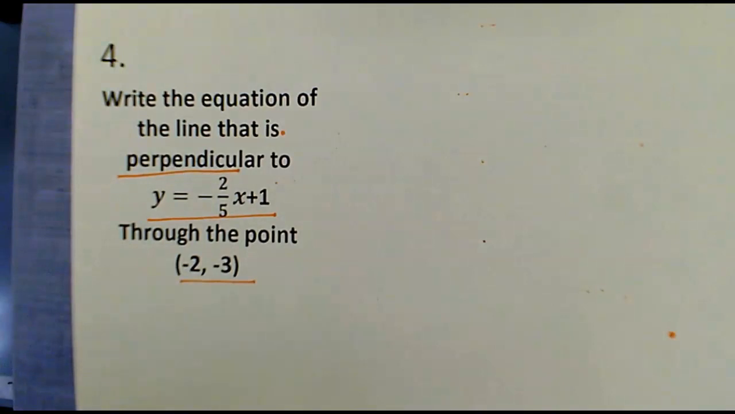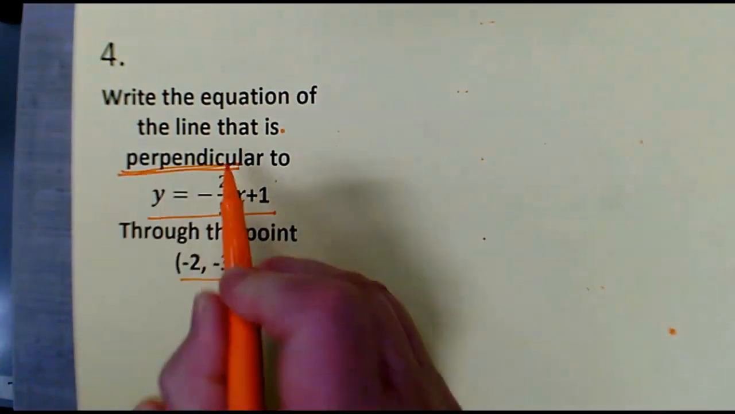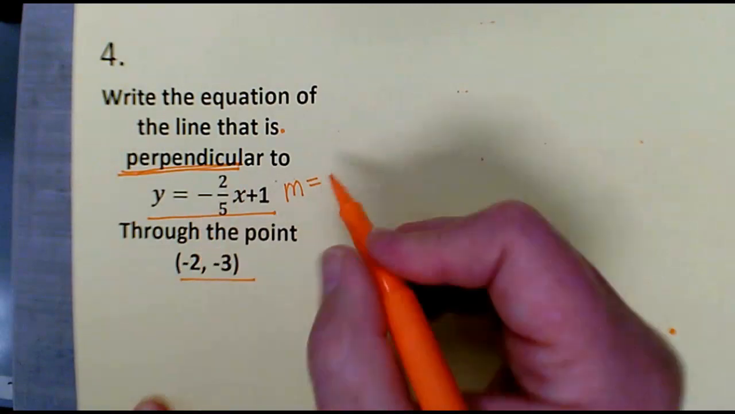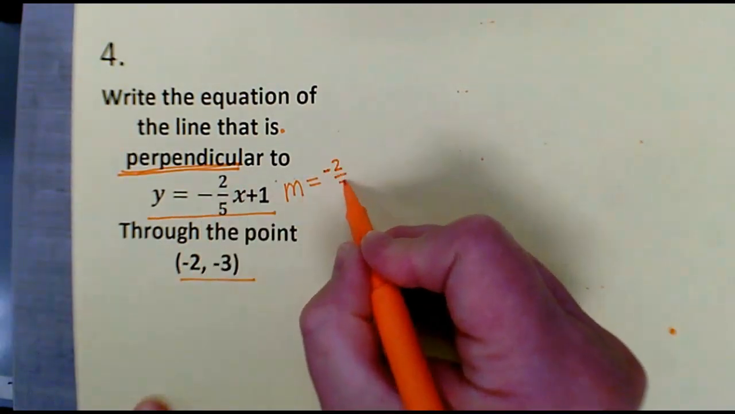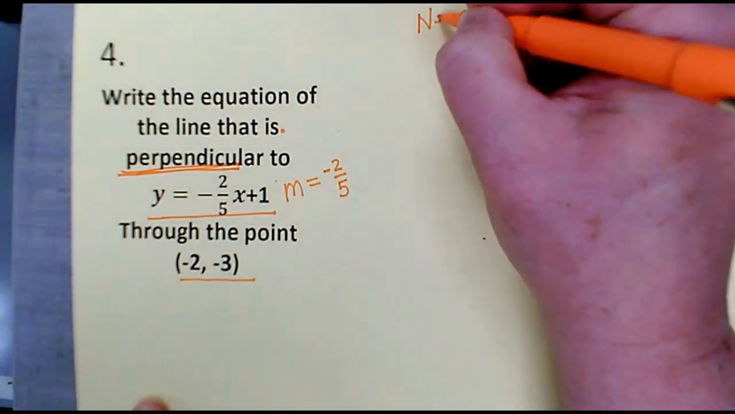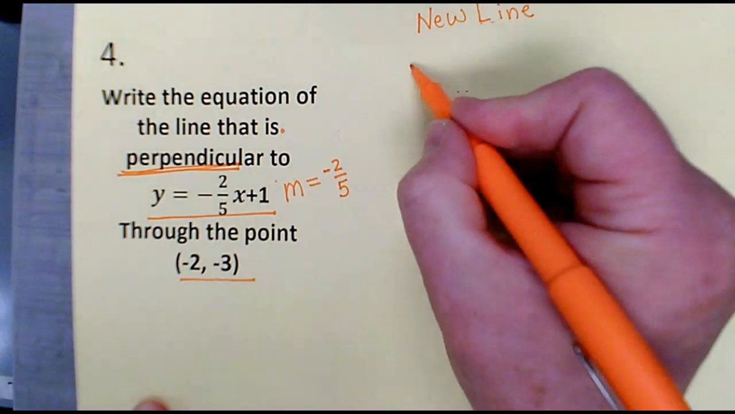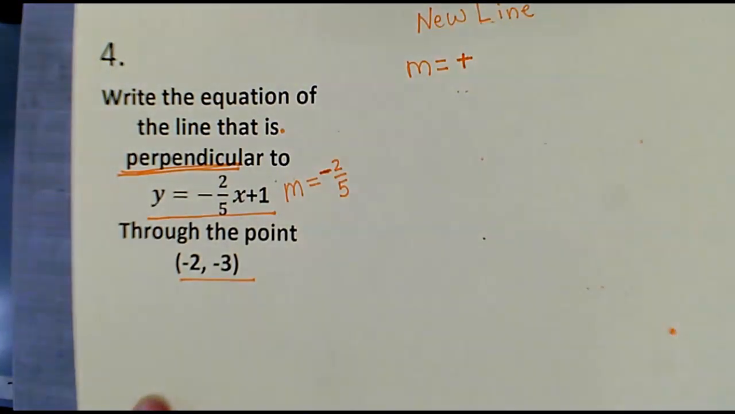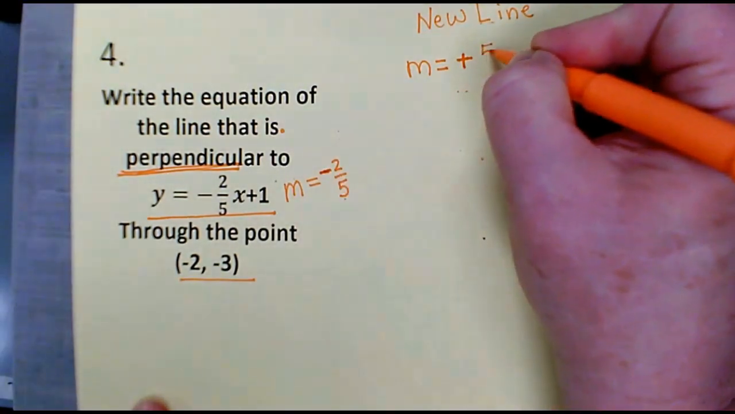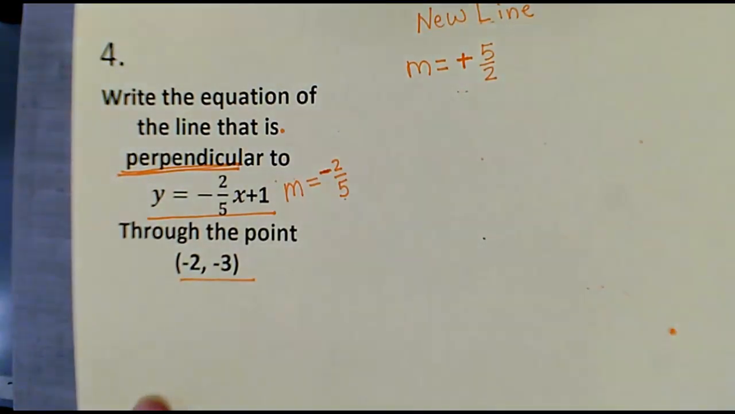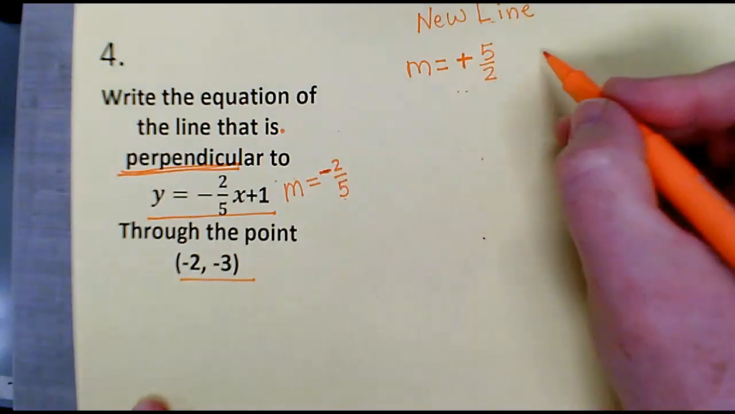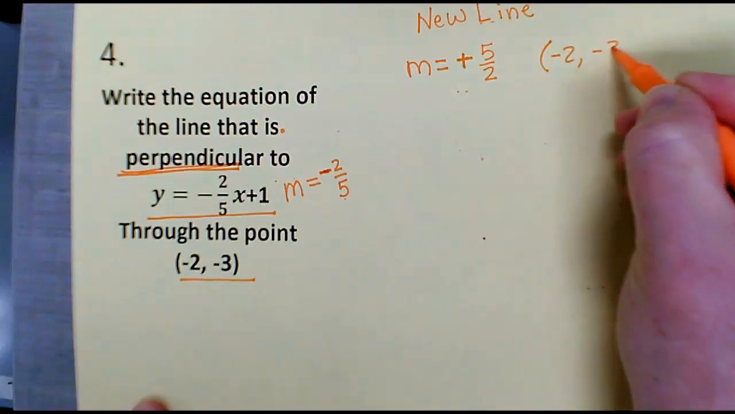So, I want to make a new line that is perpendicular to this one. So, what is the slope of this one? This is negative 2 over 5. So I am going to make a new line that's going to have a new slope. If this one is negative, this slope is going to be positive. If this is 2 over 5, this is going to be 5 over 2. Do you see how I get the new slope? This changes signs, the fraction flips. And then I need it to go through this point.